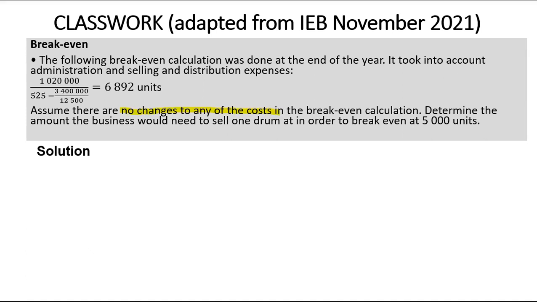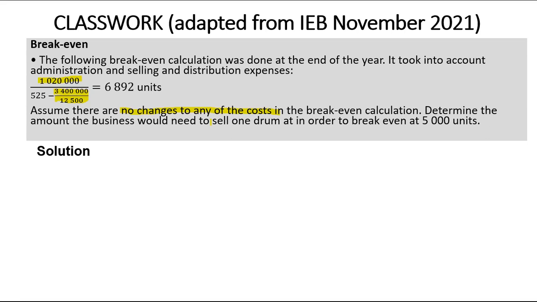When you look at the break-even calculation, the cost will be this fixed cost of 1,020,000 and these variable costs here. So they're saying that variable cost per unit will remain the same. The ones that are highlighted there will remain constant. Now they want you to determine the amount the business will need to sell one drum. By this, what they're telling you is that we have to determine the selling price per unit.